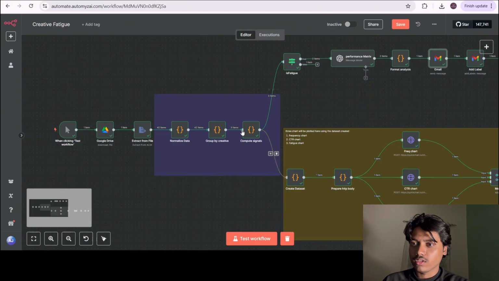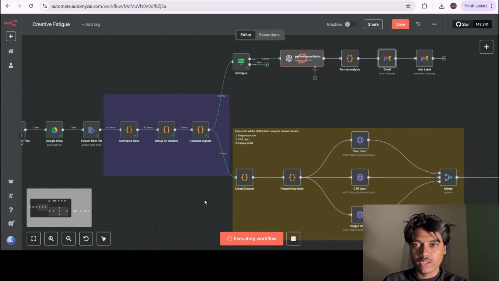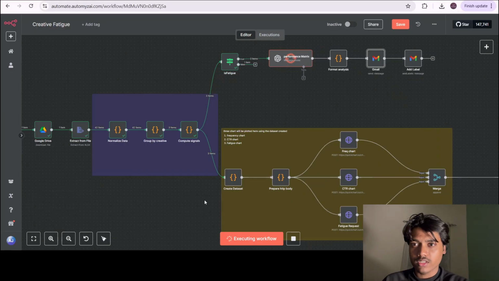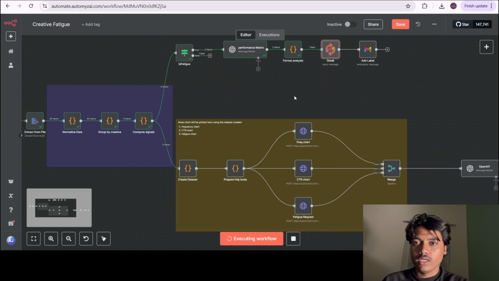So let me show you first our workflow in action. Let's first click on the test workflow. So now it is working. I will explain all of this step by step, but before that I will show you how it is working and what it actually gives us as output. So now it is executing. It is sending one mail.